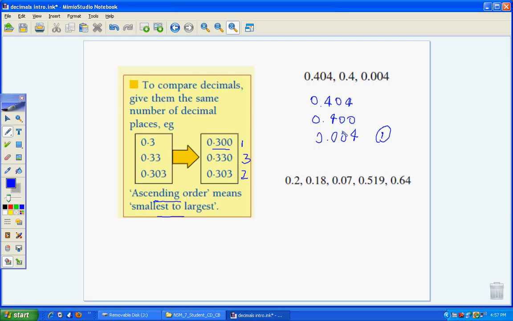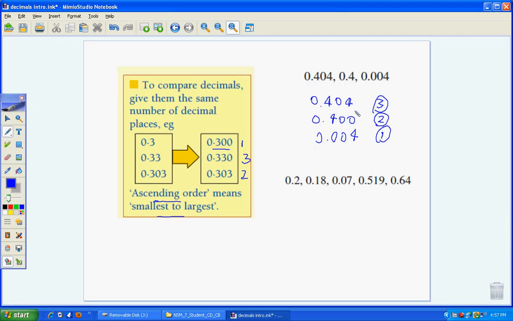Then we've got no hundredths in these ones. No tenths, sorry, in those ones. And this one's got 4 hundredths. That means this one's got no hundredths. That would be the second largest. And then this one's the largest because we've got 4/10 and 4 thousandths. So that would be the third one.